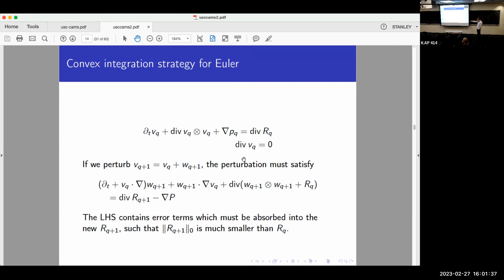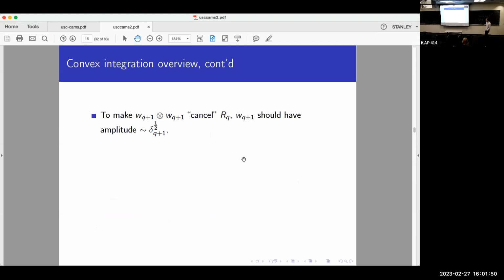And we, of course, want to make it much smaller, specifically smaller in the C0 norm. So when I write subscript 0, I just mean the C0 norm. We want to make it smaller than the previous error R_q. Okay, so like I said, we want this nonlinear interaction to cancel the previous one. So recall that I said delta_{q+1} is the amplitude of R_q. So therefore, the amplitude of W_{q+1}, since its square needs to cancel out the Reynolds stress, should be the square root.